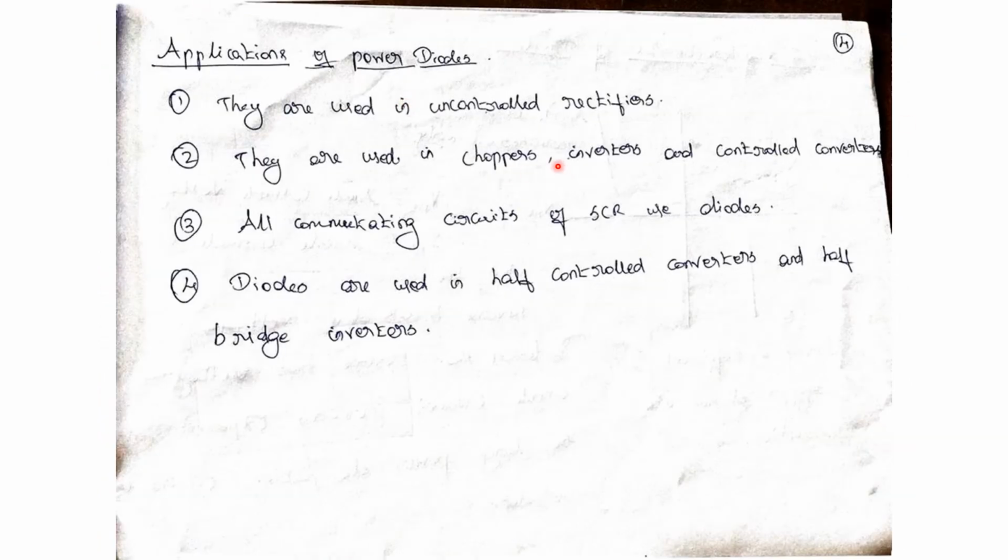Applications of the power diode: they are used in uncontrolled rectifiers. They are used in choppers, inverters, and controlled converters. All commutating circuits of SCR use diodes. Diodes are used in half controlled converters and half bridge converters.